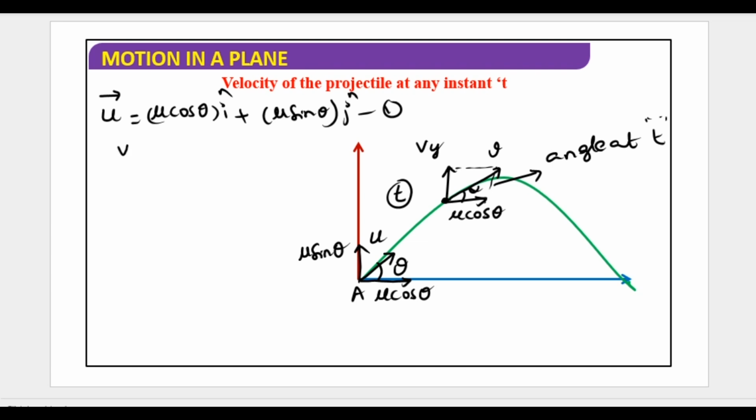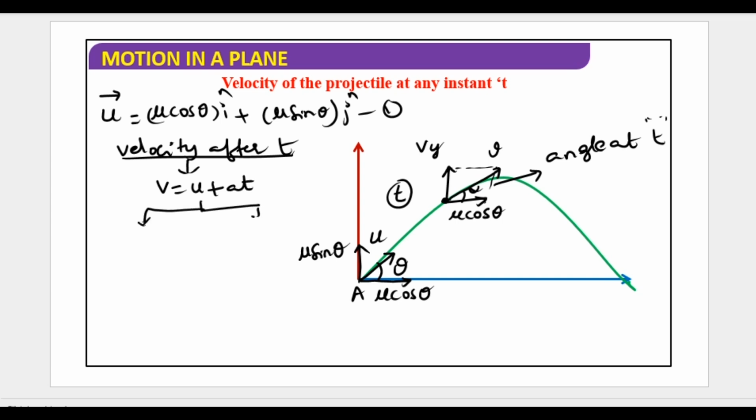Next write the velocity after time t. We know very well, from the first equation of motion, velocity after time t means v equals u plus at. So write this along the x-axis and along the y-axis. Then combine these two. That gives the resultant velocity in projectile motion.